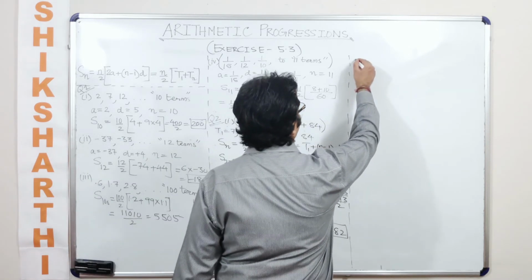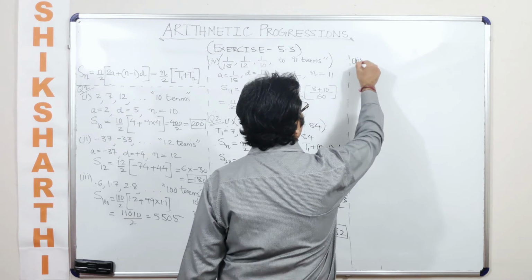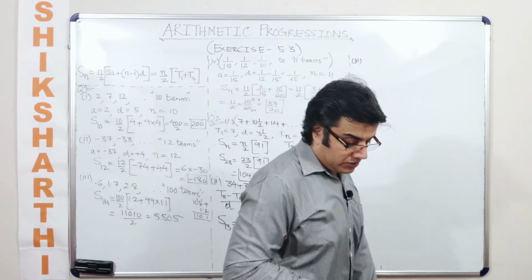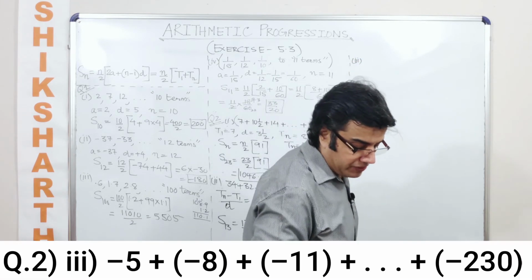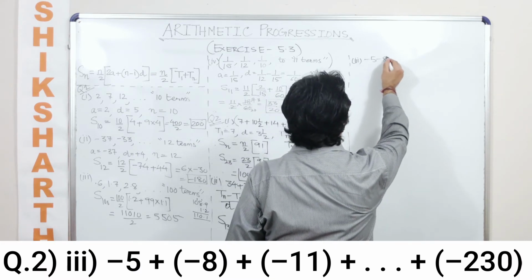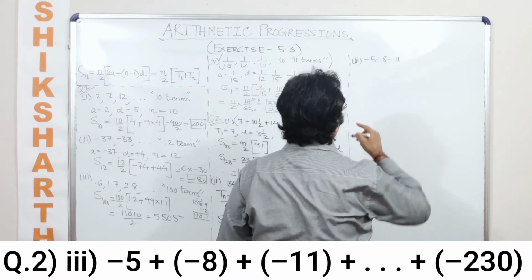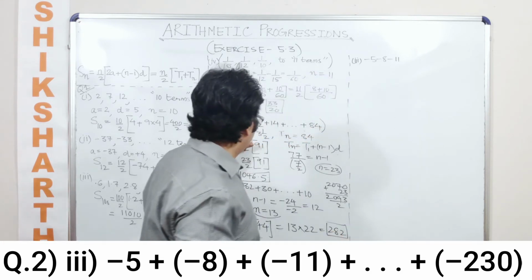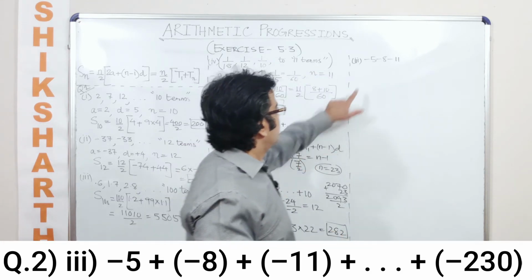Talking about subpart 3. Okay, so now subpart 3 says minus 5, minus 8, minus 11. This is how it goes. So is this an arithmetic progression? Yes.